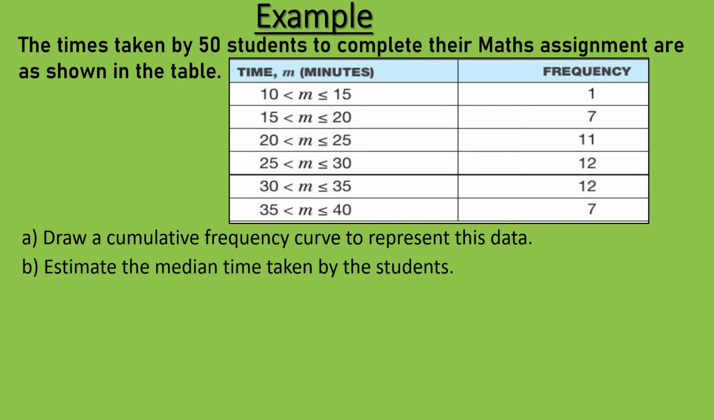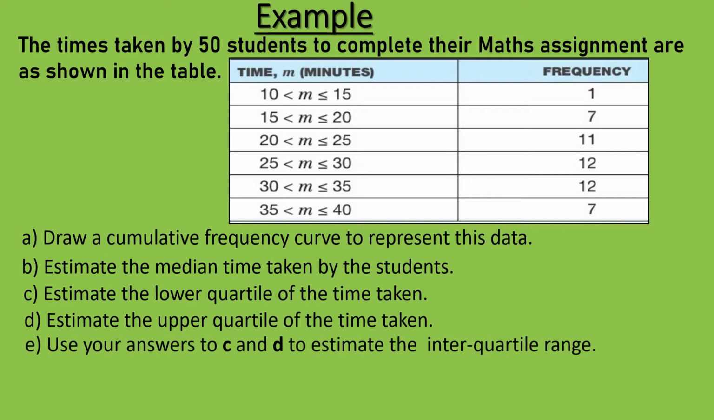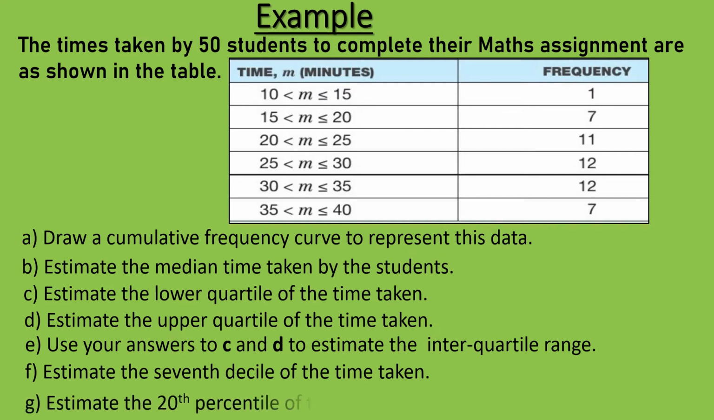Question 2: estimate the median time taken by the students from the curve. C. Estimate the lower quartile of the time taken. Question D. Estimate the upper quartile of the time taken. E. Use your answers to C and D to estimate the interquartile range. Question F. Estimate the 7th decile of the time taken. Our final question: estimate the 20th percentile of the time taken.